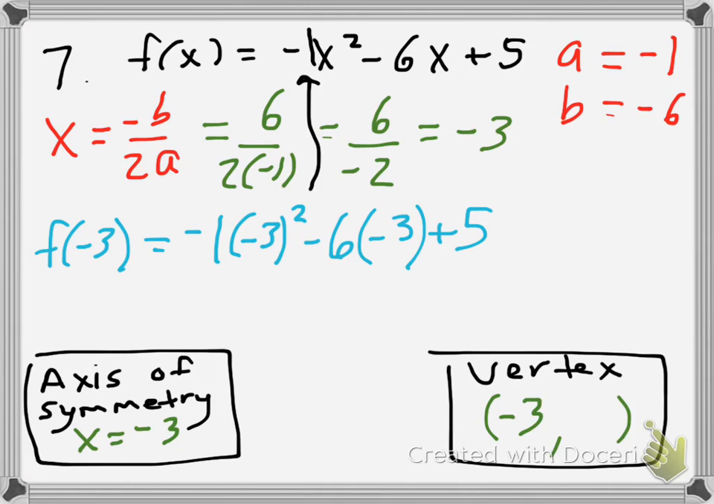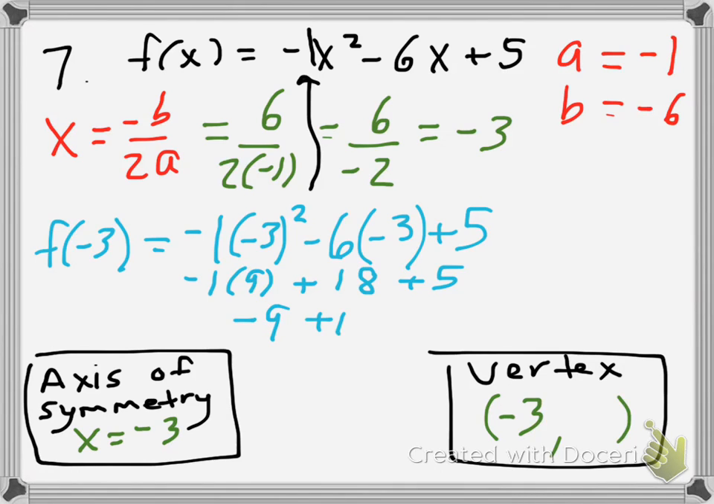So my first term, remember your order of operations, exponents first. So I need to square -3, so that's 9. So this is -1 times 9. My next term, multiply two negatives, -6 times -3, that gives me a +18, and then just bring down the plus 5. So my first term, -1 times 9, that's -9.